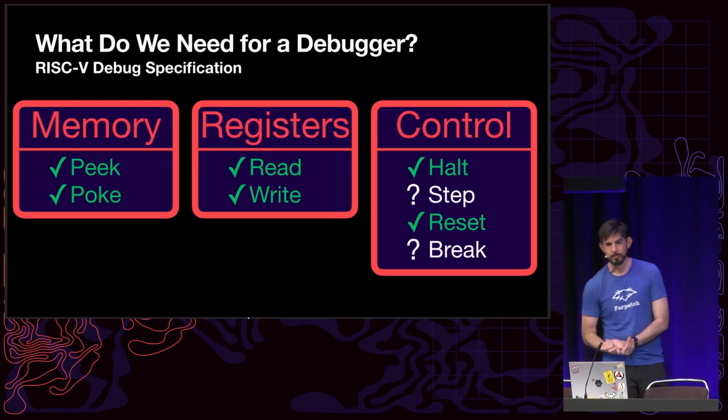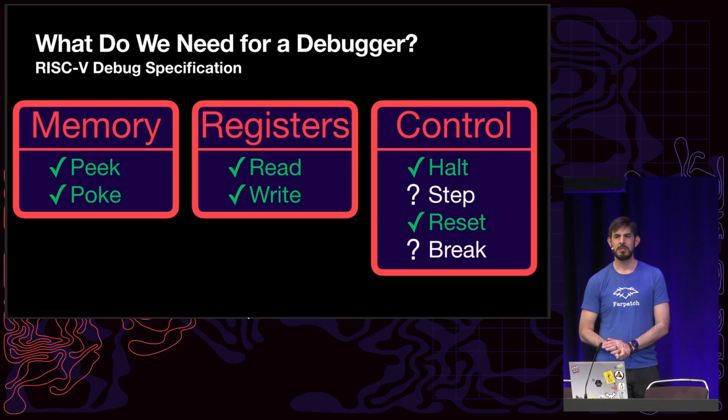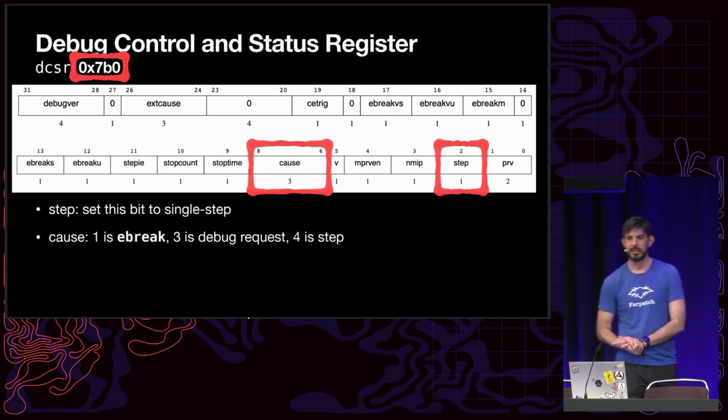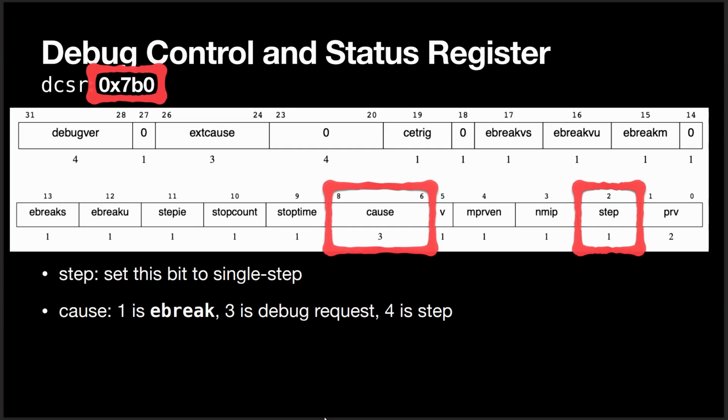So with that, we have 6 out of 8 of the things we need for a debugger. All we need is the ability to single step and break in, or detect if we've hit a breakpoint. And so for that, we can look at this debug control and status register. There's a bit there called step, and if you set that to 1, it will single step. That's exactly what we're looking for. There's a cause register here that will tell you why the system halted. 3 is we've requested it to halt. 4 is it was single stepping. 1 is it hit an e-break.